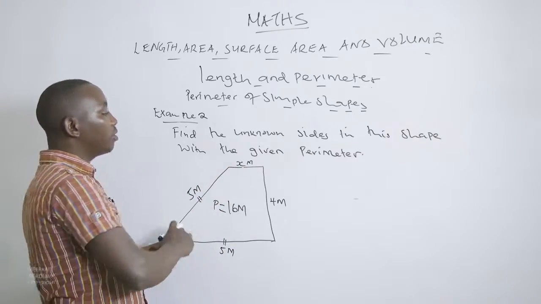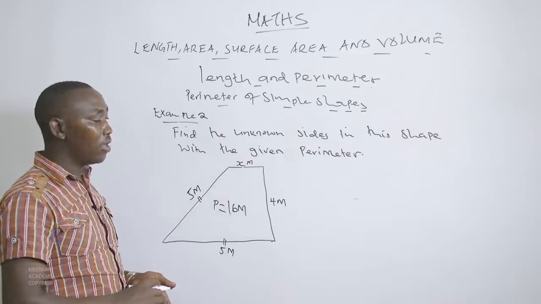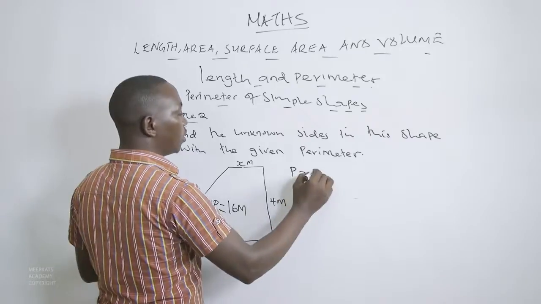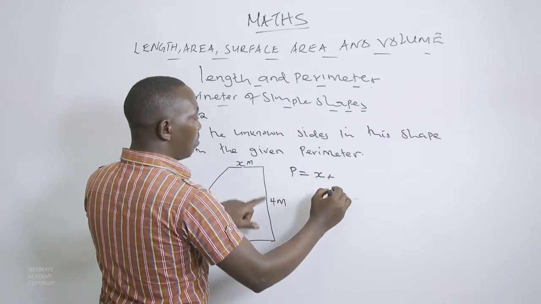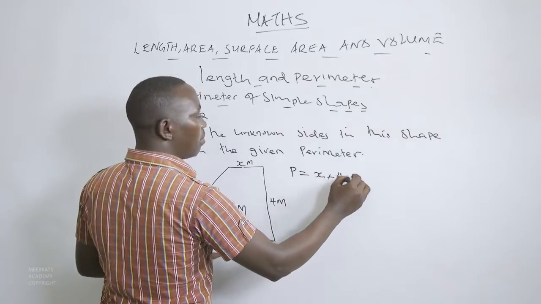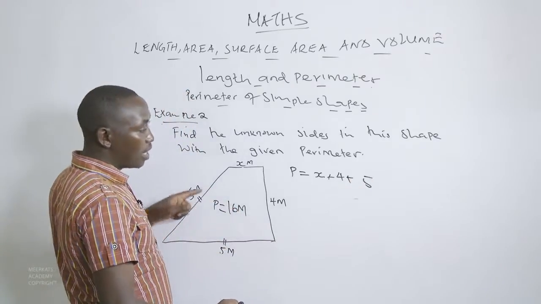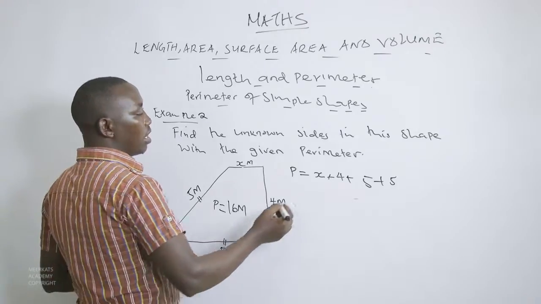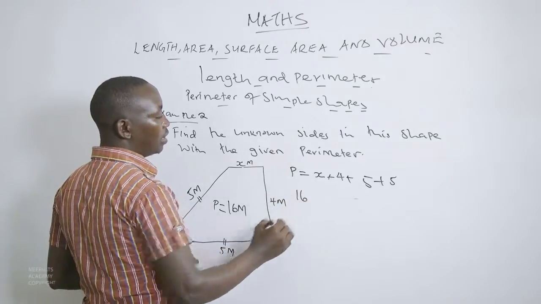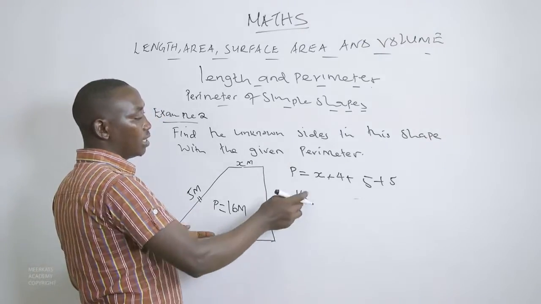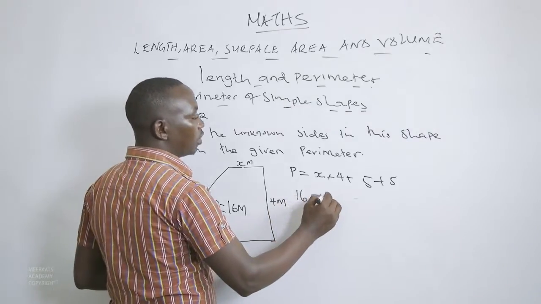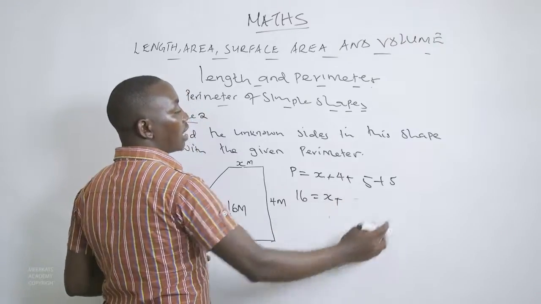So we understand that when you get the perimeter of this figure, you will get 16 meters. Perimeter is equal to x meters plus 4 meters plus 5 meters, plus another 5 meters. But our perimeter, you have been told, is 16. So we substitute the value of P with 16, which is equal to x plus, these are like terms.